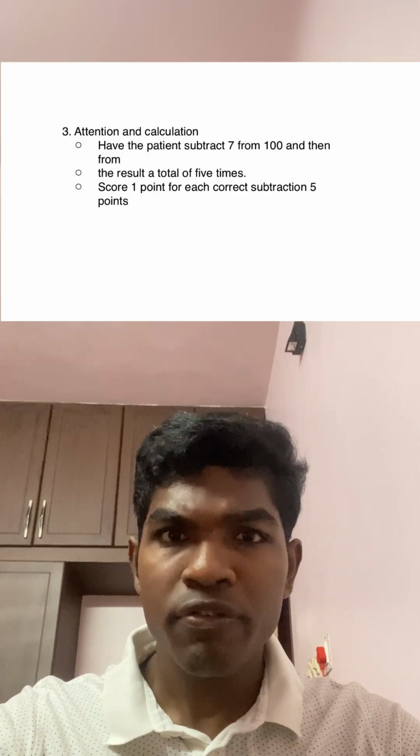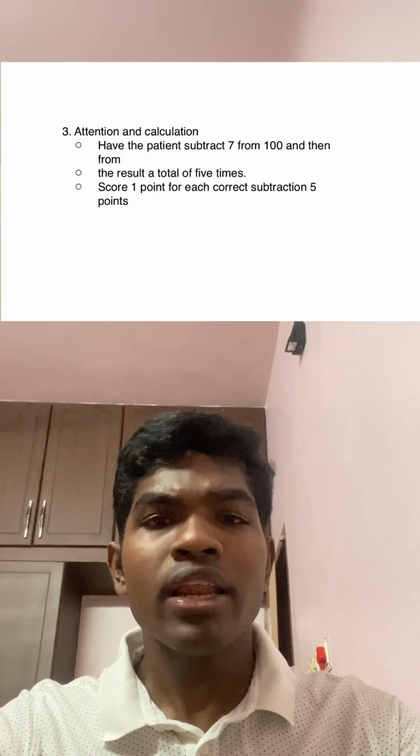Then comes attention and calculation, where a maximum score of 5 is given. I will ask the patient to subtract 7 from 100. Then 100 minus 7, the patient will say 93. Then again from 93, subtract 7. Ask the patient to do that 5 times, and the maximum score of 5 is given for 5 attempts. Then coming to the fourth one, which is recall.